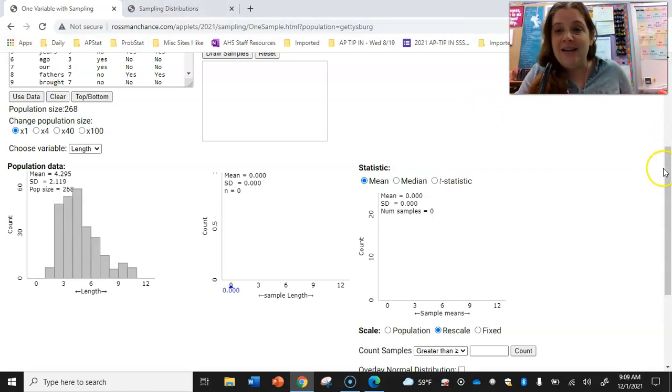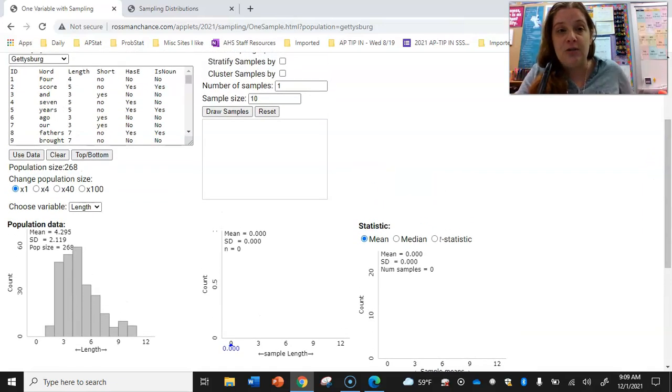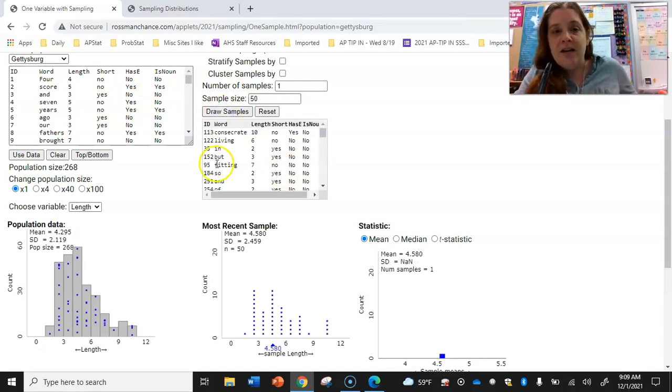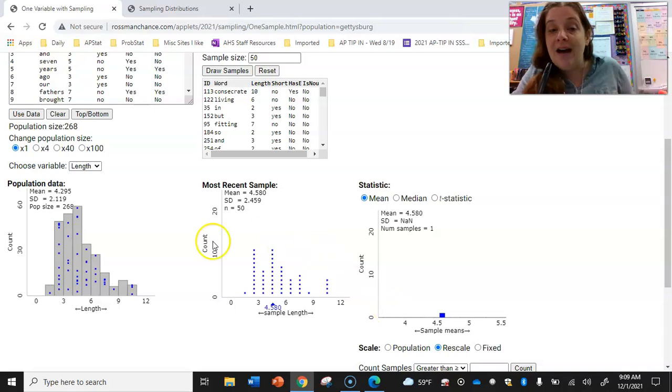Now, if I was to take a sample from that population, so I'm going to take one sample of, say, size 50. I'm going to draw the sample. Here's my words. This is my sample distribution. Notice it looks kind of like the population. It still looks a little skewed, right? You can see which bars these all came from over here. It has a mean of 4.5 and a standard deviation of 2.4. Its sample size is 50. Those are going to be X bar and S.